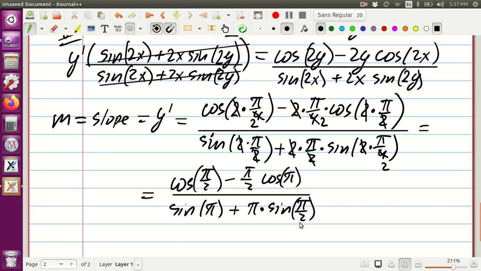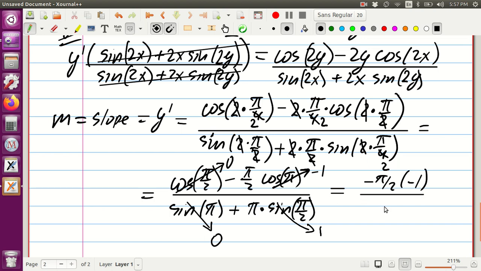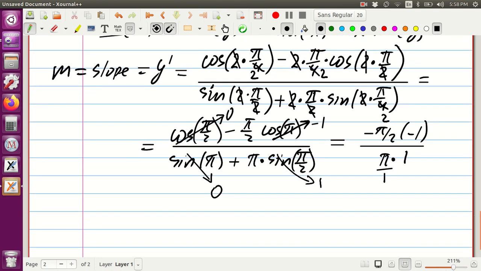So now let's try to remember things. Cosine of pi over 2 is actually 0, and cosine of pi is -1. And we know that sine of pi is 0, and sine of pi over 2 is 1. So finally we have minus pi over 2 times -1 divided by pi times 1. And we can think of pi as pi over 1. So in the numerator we have minus and minus, which is plus, and dividing by pi over 1 is multiplying by 1 over pi. So we divide, we get 1/2.